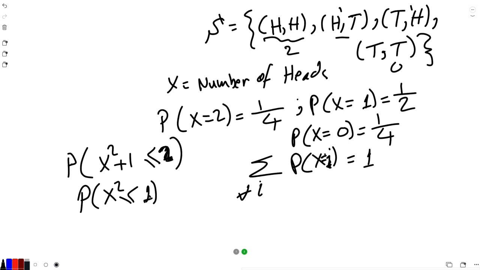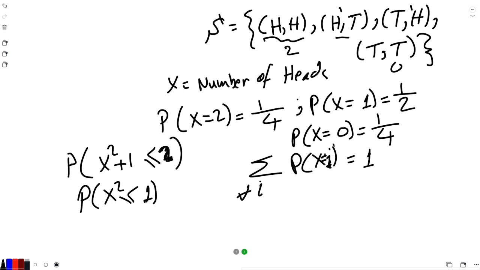Now if you look at this, we can solve such an equation, because now we have a mathematical equation for the random variable. So for this one, when x equals 2, this will not be achieved because 2 squared is 4. 1 squared is equal to 1, so this half is included.